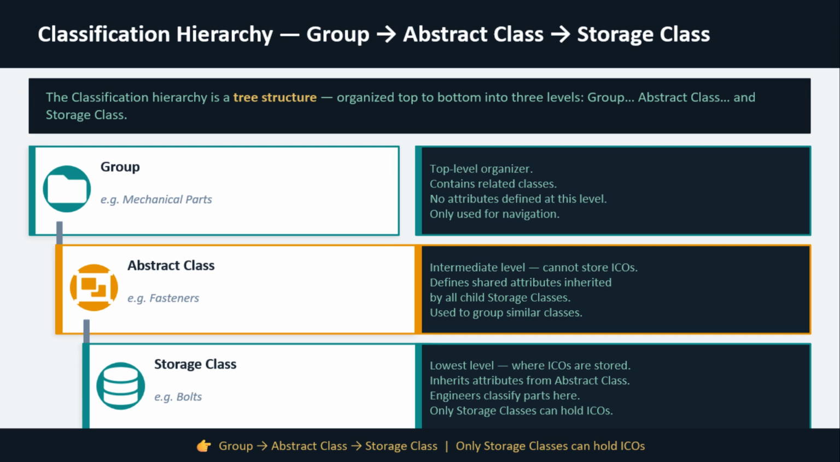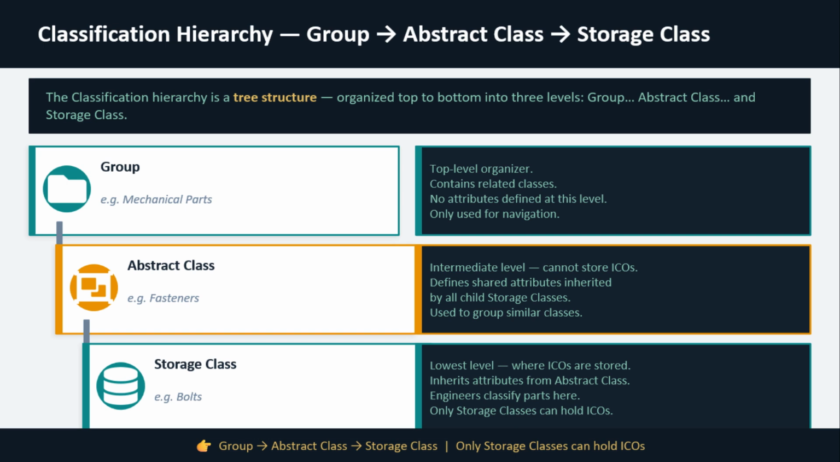Abstract class. Abstract class sits below the group. It is an intermediate level. It defines shared attributes, but it cannot store ICOs directly. For example, fasteners is an abstract class. Under fasteners, we have child classes like bolts, screws, nuts. The fasteners abstract class defines common attributes that all child classes inherit.